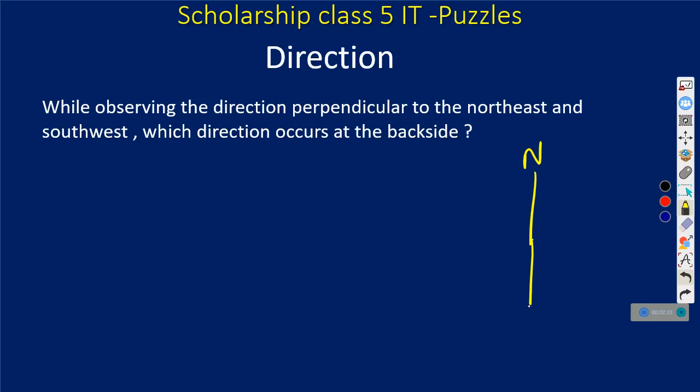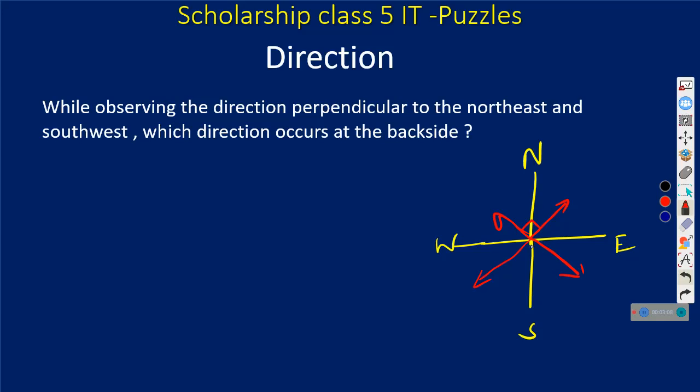North, south, west, east. Now the question over here is northeast and southwest. Which direction occurs at the back side? So the question is simply the direction perpendicular to northeast. This is the direction northeast. Perpendicular to it is this one.